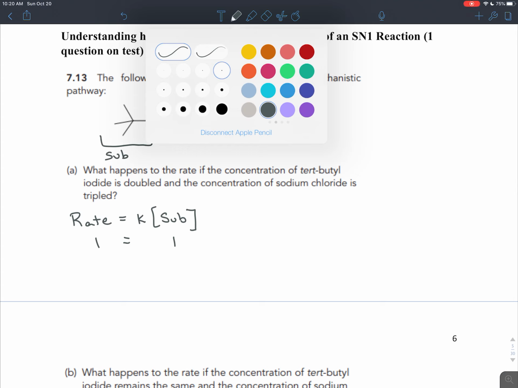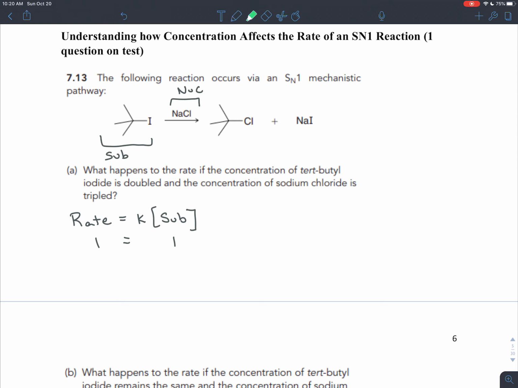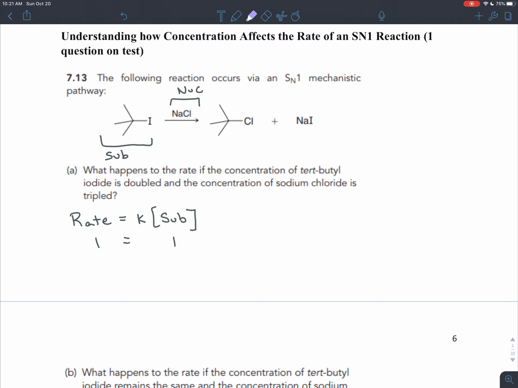And so here, let's color code this. We have our substrate in purple, and we have our nucleophile in blue. Notice the nucleophile does not affect the rate of an SN1 reaction. It's not part of the rate limiting step.